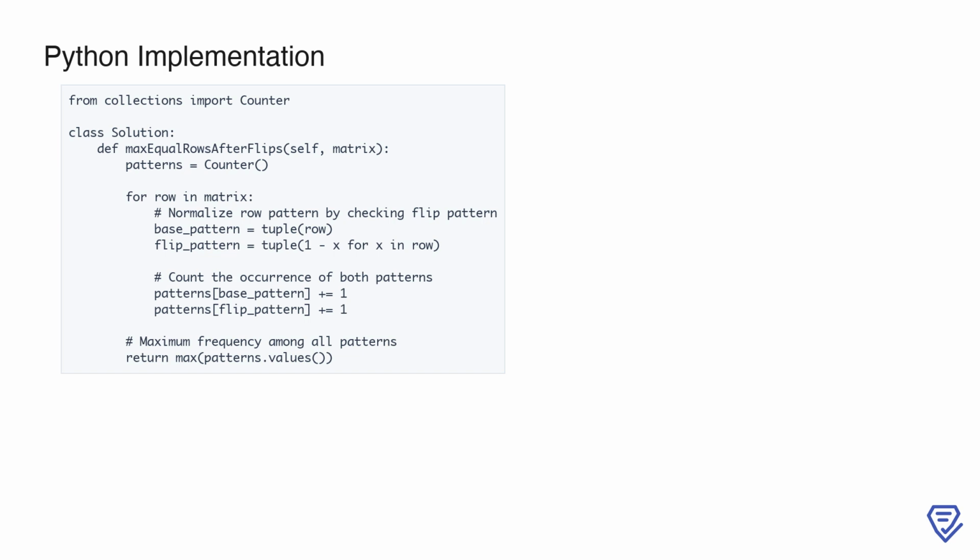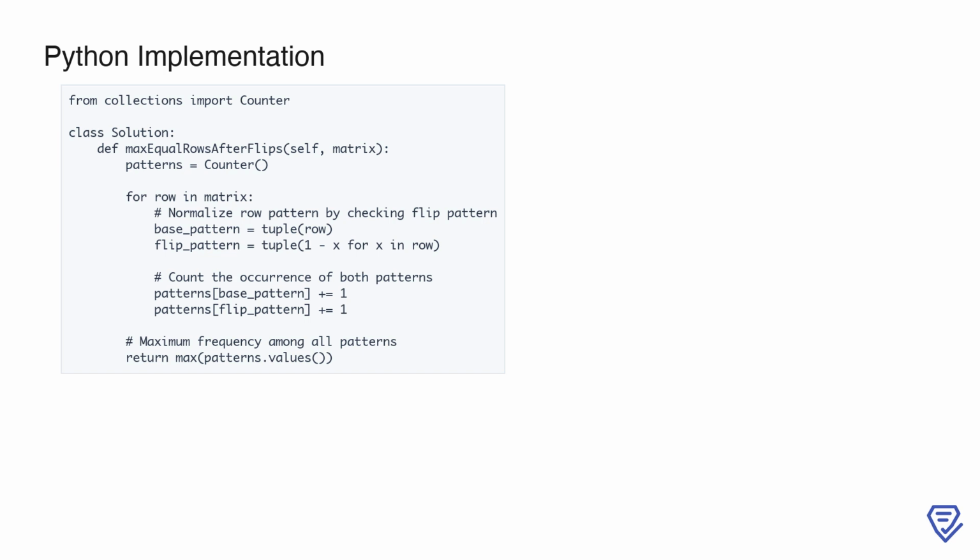3. Approach: for each row, calculate two patterns. Base_pattern, the row's original structure. Flip_pattern, the row's structure after flipping, inverting all its values. Count how many times each pattern, or its flipped version, appears across the matrix. This is done using a counter to store pattern frequencies.